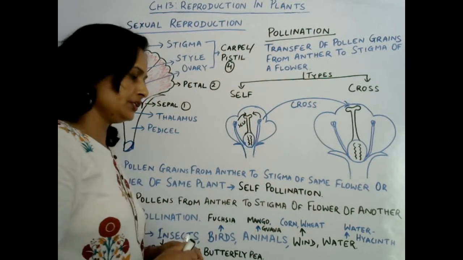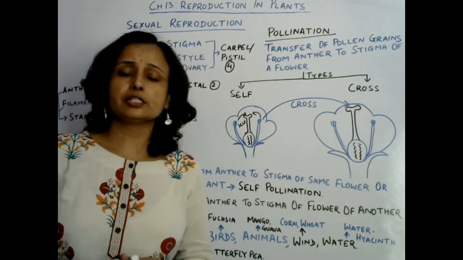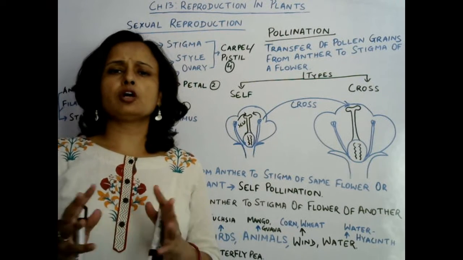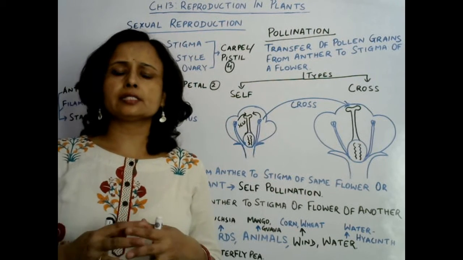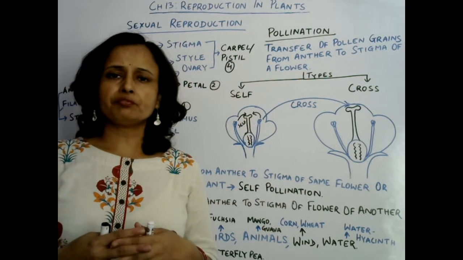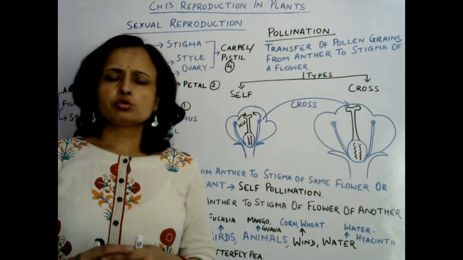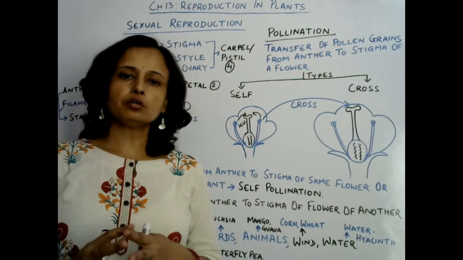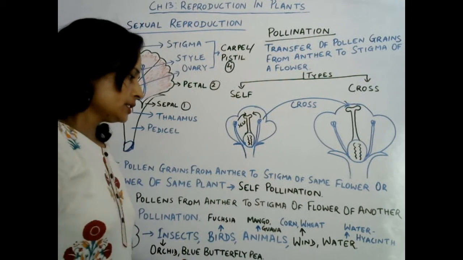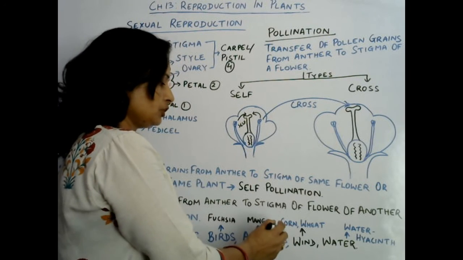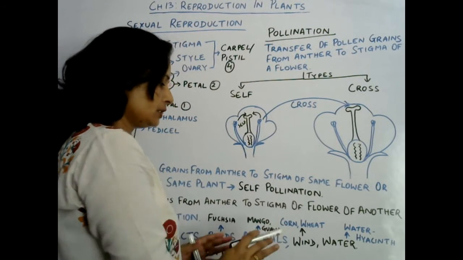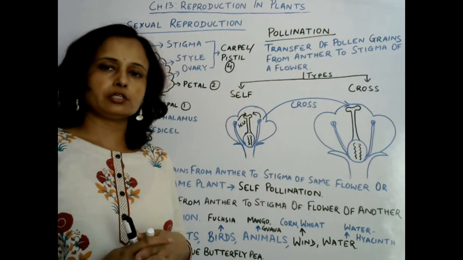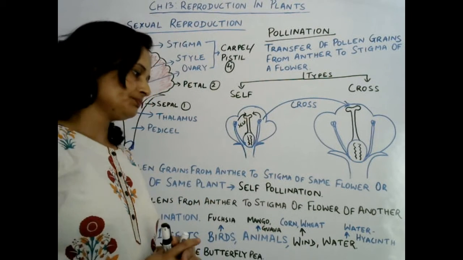Now next one, wind. Wind pollination takes place in flowers which are having small petals, and pollen grains are exposed to the wind. The petals are so small that easily pollen grains can be blown away through wind. Examples: grass family, usually corn, wheat, grass. In all these categories of plants, pollination takes place through wind.